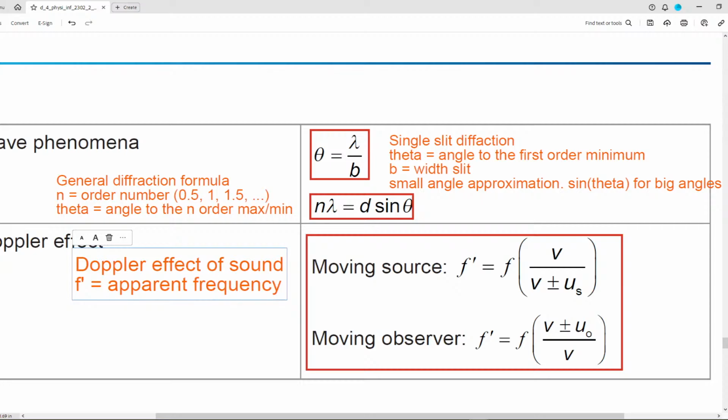Remember, the actual frequency never actually changes. It's only apparent to have changed. Okay, appear to have changed. All right. f is the source frequency, the actual frequency if you want.